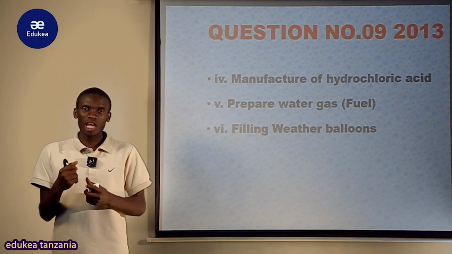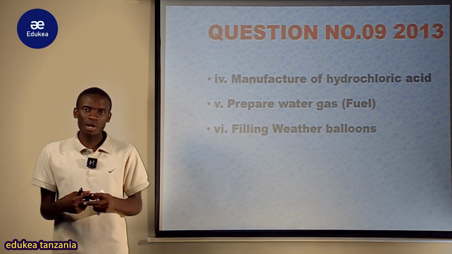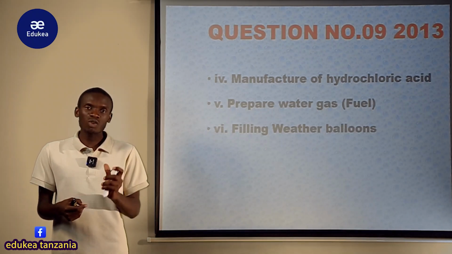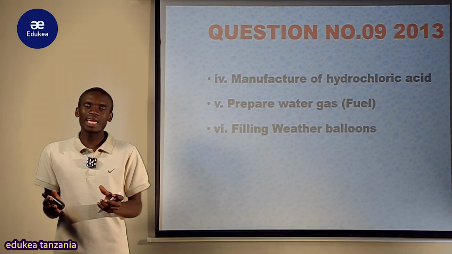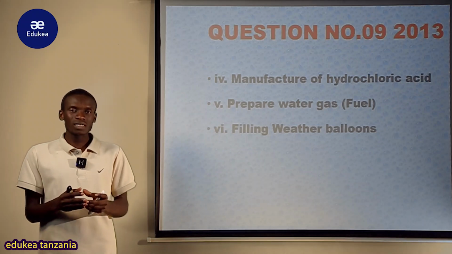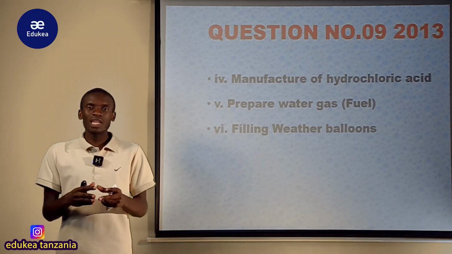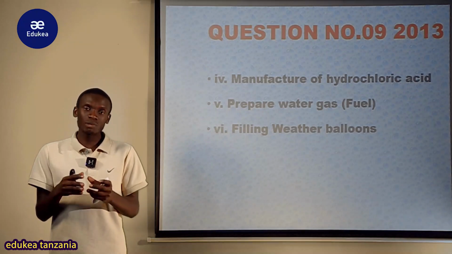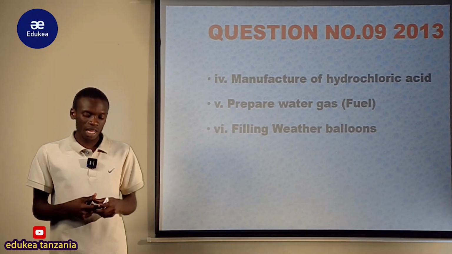Kwa kitu chochote ambacho kinaweza kuelea juu lazima kiwe na density ndogo, kama density ndogo kuliko air. So ndio maana wanatumia hydrogen gas kwa sababu ni lighter than air. Kama ni lighter gas, ndio maana ikijazwa kwenye balloon, inaweza kuelea juu vizuri kwa ajili ya matumizi mbalimbali ambayo balloon inatumika.